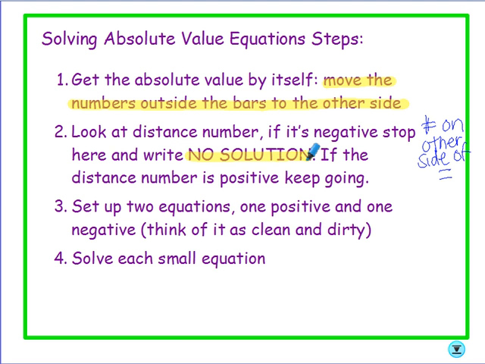Now, if the distance number is positive, we're going to keep going. This is where we get a little different from solving regular equations. If you remember, absolute value equations have 2 answers. Well, 2 answers have to come from 2 equations. So we're going to set up 2 equations. One with a positive distance number and one with a negative distance number. Think of it as clean and dirty. Then, what you should have left are 2 small equations that you can solve. So let's take a look at some examples at this point.